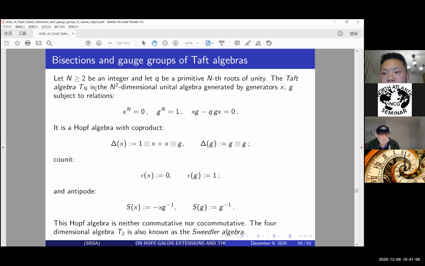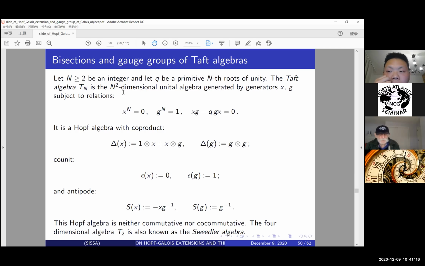So I understand that it doesn't matter which primitive nth root of unity you choose. It will be an isomorphic Hopf algebra. It doesn't matter which primitive nth root you choose. Right? This is a finite dimensional Hopf algebra.